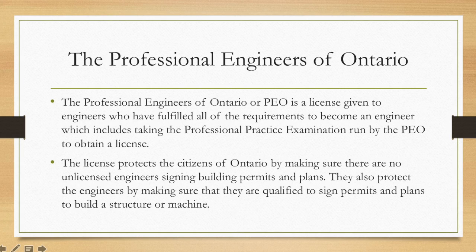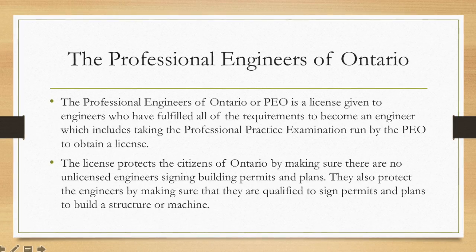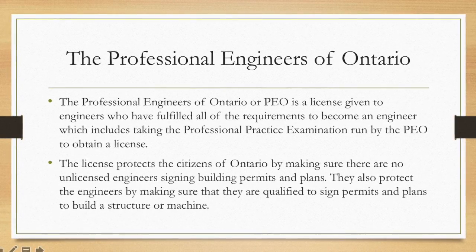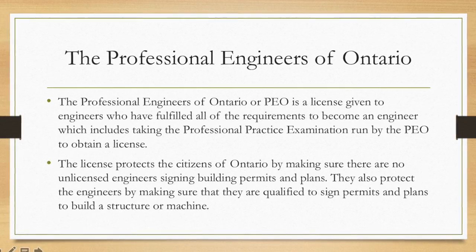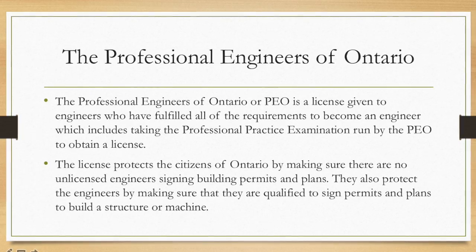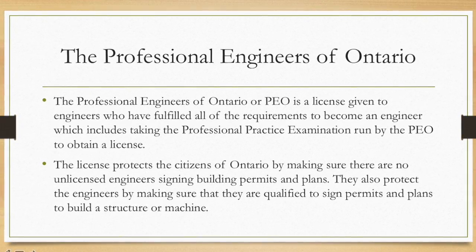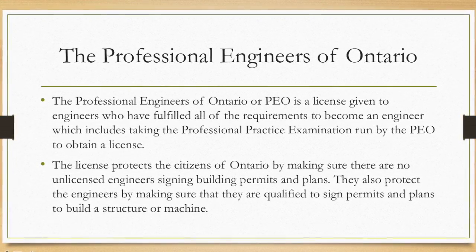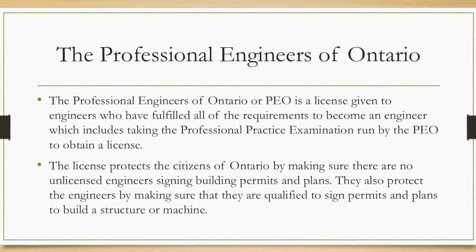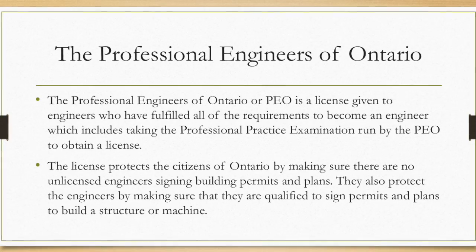The Professional Engineers of Ontario, or PEO, is a license given to engineers who have fulfilled all of their criteria to become one. This document allows you to sign off on drawings, plans, blueprints, and code used to build machines and for them to perform their jobs. To obtain this license, you will have to take the Professional Practice Exam run by the PEO.